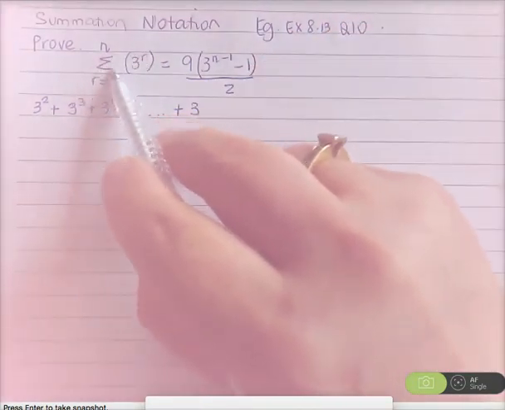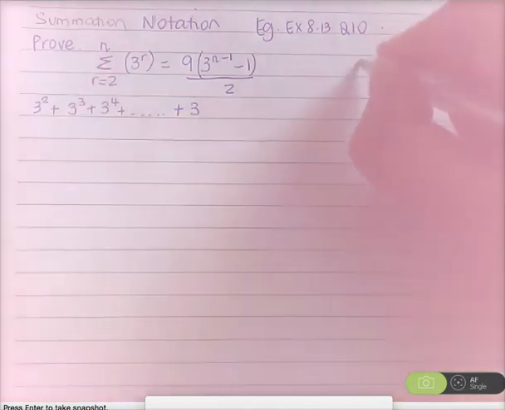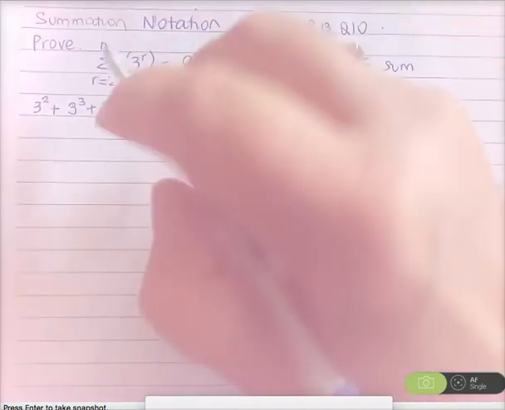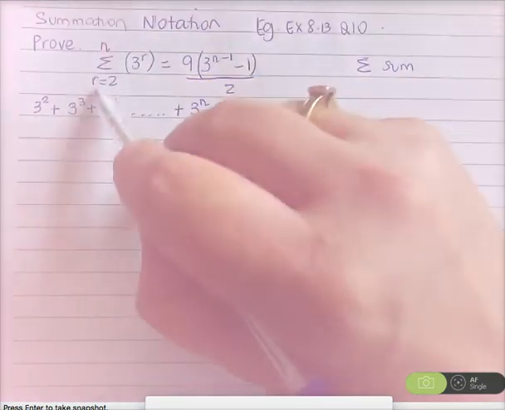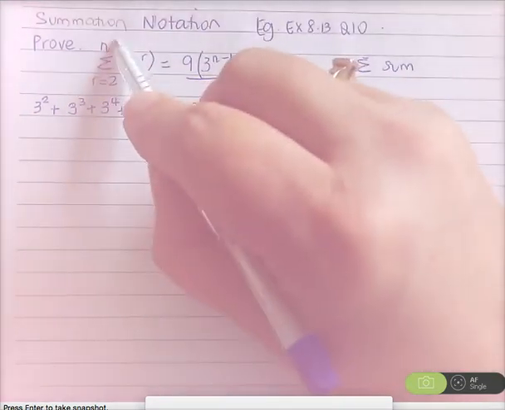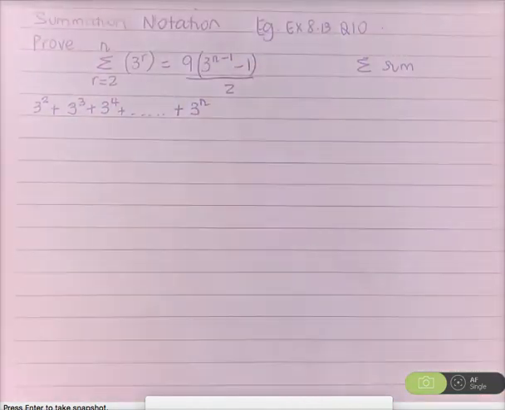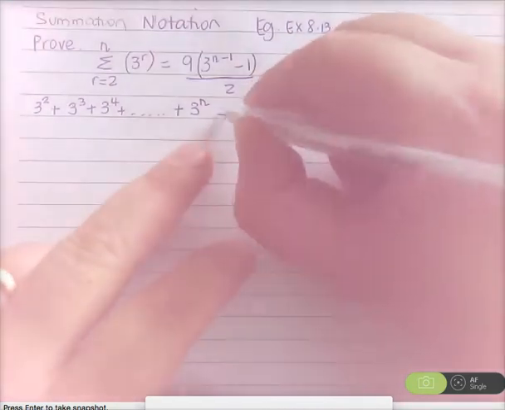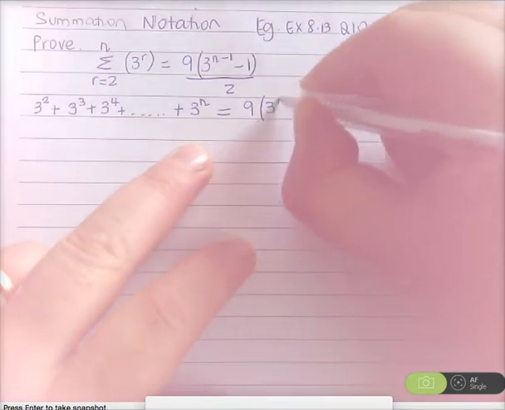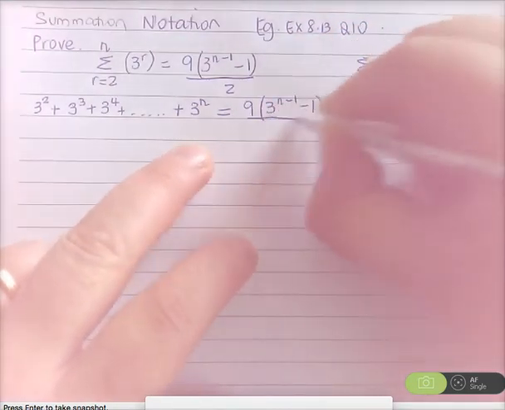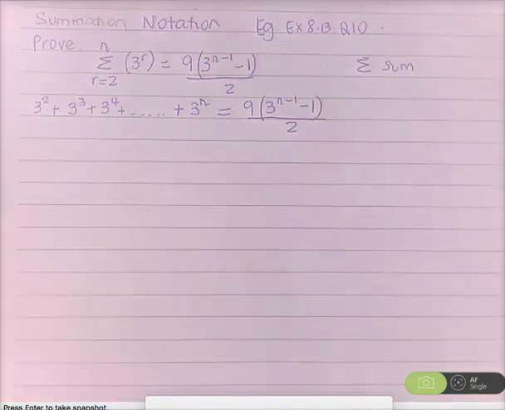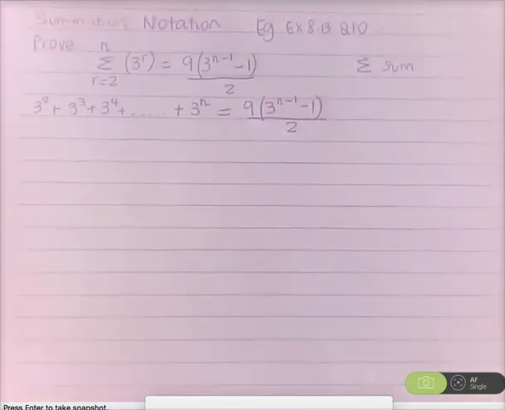This sigma symbol means the sum of, up to 3 to the power of n. No, the last term is n. So we're starting with r equals 2 up to r equals n. So 3 squared plus 3 cubed plus all of those up to 3 to the power of n is equal to 9 times 3 to the power of n minus 1 over 2. So that's our first one today using summation notation, whereas the others were just summation types.